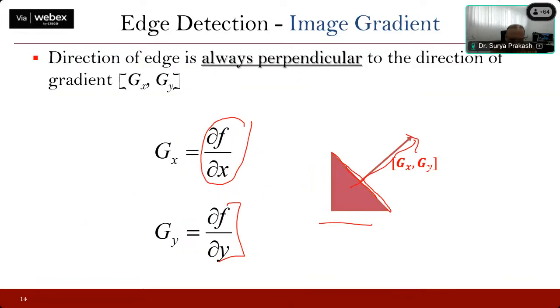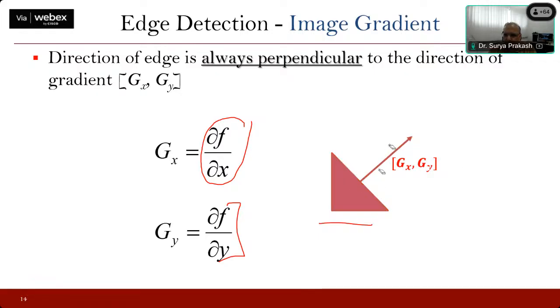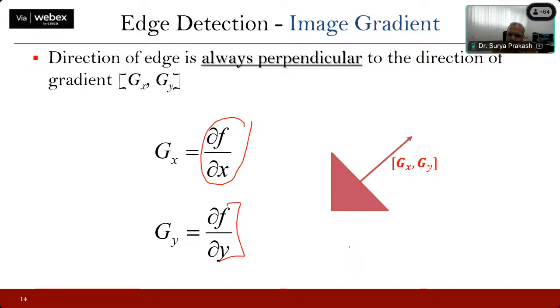I think it's easy to visualize that these edges are always perpendicular to the direction of the gradient. For example, here you see this is the edge, right? When you are moving from one area, this part is defining the edge, because on this side you have one type of image, and on the other side you have another type of image. So here there is a transition.